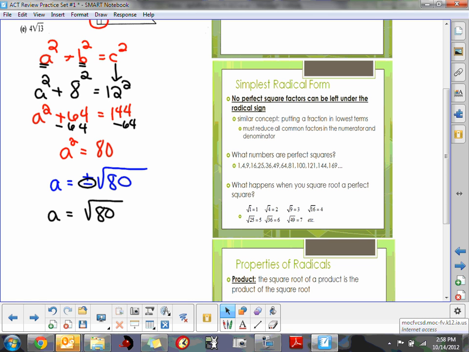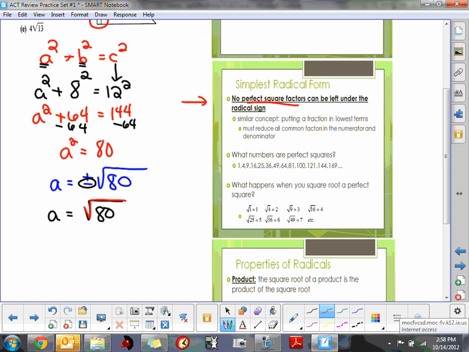So now I've got to concentrate on this part over here. What is simplest radical form? First of all, what it means is that you'll have no perfect square factors underneath this radical sign. So underneath this square root of 80, there could be lying a perfect square that is a factor of 80. So is there a perfect square number that we can multiply to get 80?